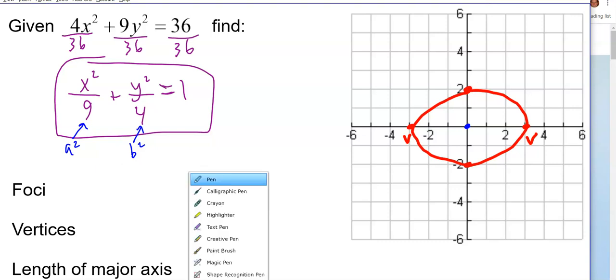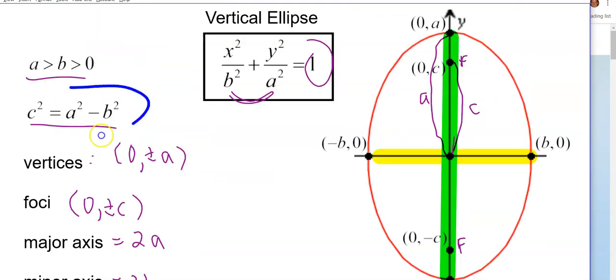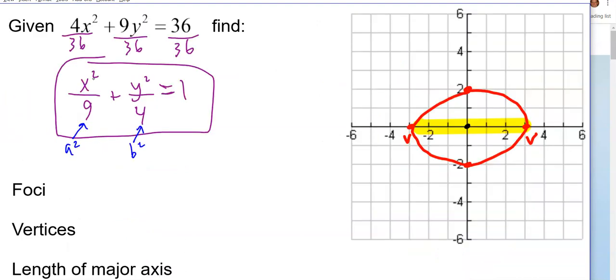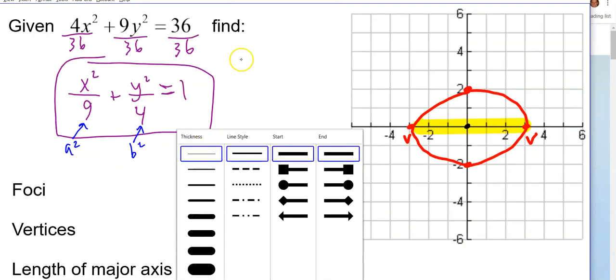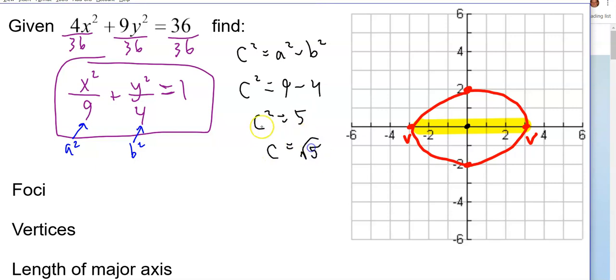And somewhere on this major, longer axis will be the focus point. So that's the major axis. Somewhere on there will be our focus point. You could use a formula, but we really need that formula, this one, right? You need c squared equals a squared minus b squared. So let's see if we can do this. So c squared equals, well, a squared is 9, minus b squared is 4, so c squared equals 5. So c equals the square root of 5, because we took the square root of both sides.